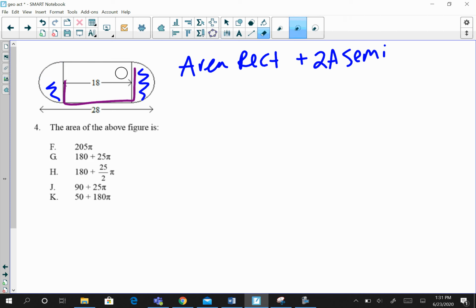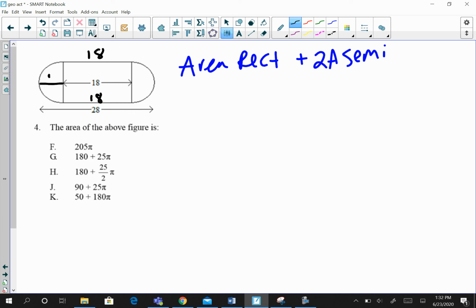All right, so I need to figure out what the dimensions of this shape are. I know the length of this rectangle is 18. This is 18 and this is 18. It tells me that in the middle. That means I have 10 units because from one side of the arrow to the other is 28. I have 10 units to split between the circles. So that's 5 and 5. So this is going to be 5. This is going to be 5. That is your radius.